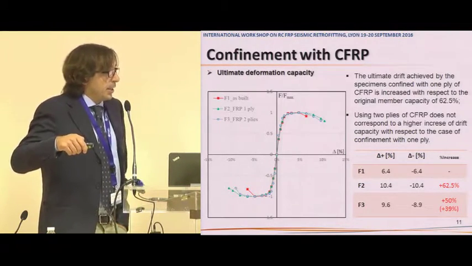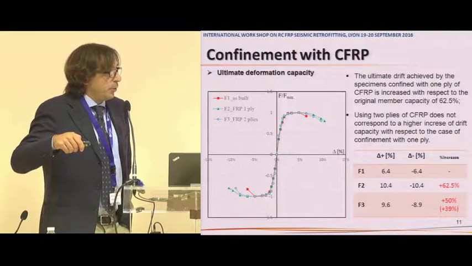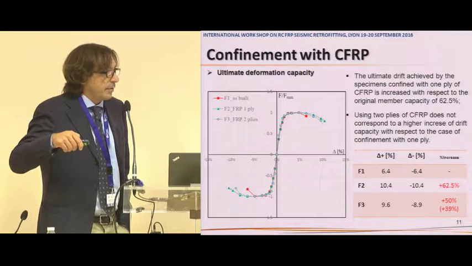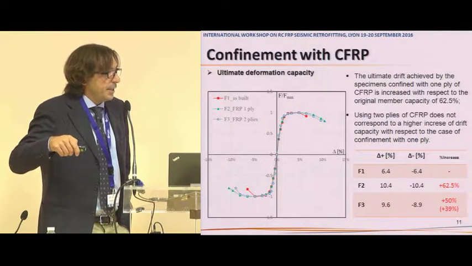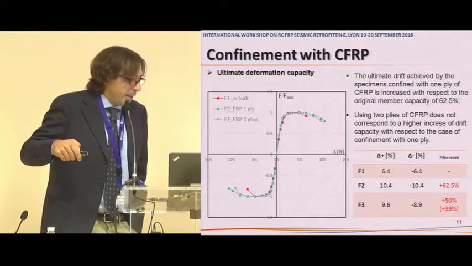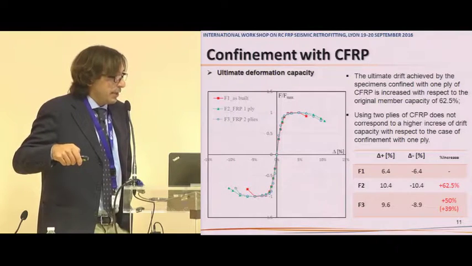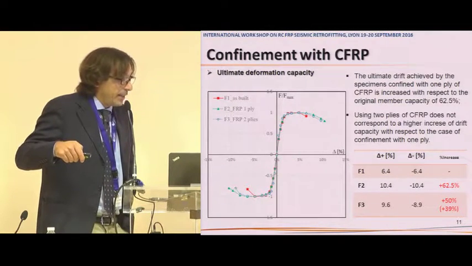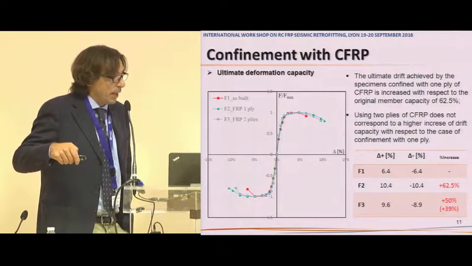Okay, this is the comparison between the envelope curves. Here we have F divided by F max, just to compare the 3 specimens, even if the concrete compressive strength of this specimen is higher than in these cases. What we can see here, by this table, is that obviously we increased a lot the ultimate deformation capacity. We move from 6.4 up to 10 in the specimen with 1 ply, or 9 in the specimen with 2 plies.